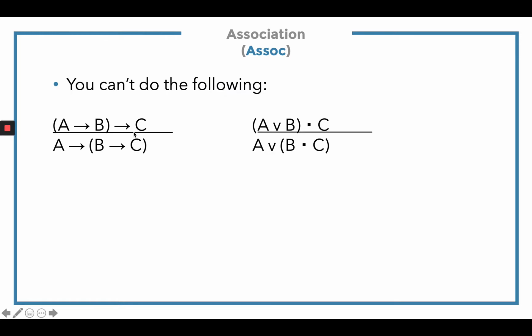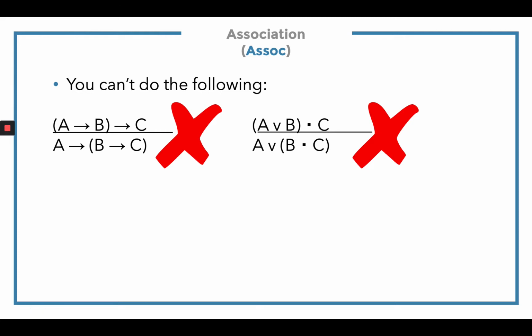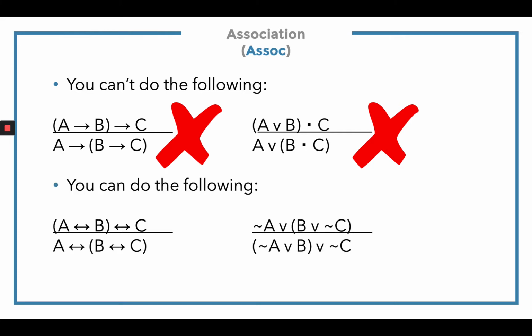You can't do association with the arrow. That is not going to work. You also can't do association if the operators are different. If the one inside the parentheses is an or, the one outside is an and, or vice versa. If the one inside is an and, the one outside is an or, association won't work. You can do something with this, distribution, but we can't do association. So those are not valid. They're not good inferences because they're not equivalent.